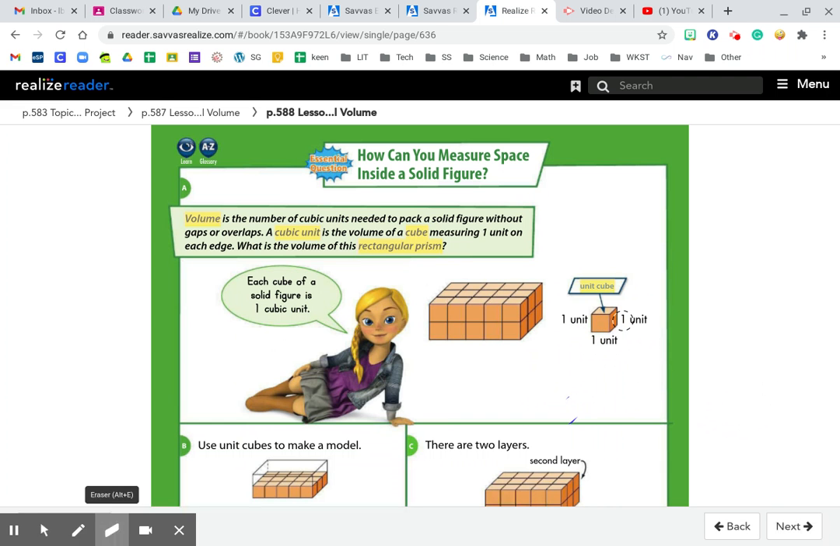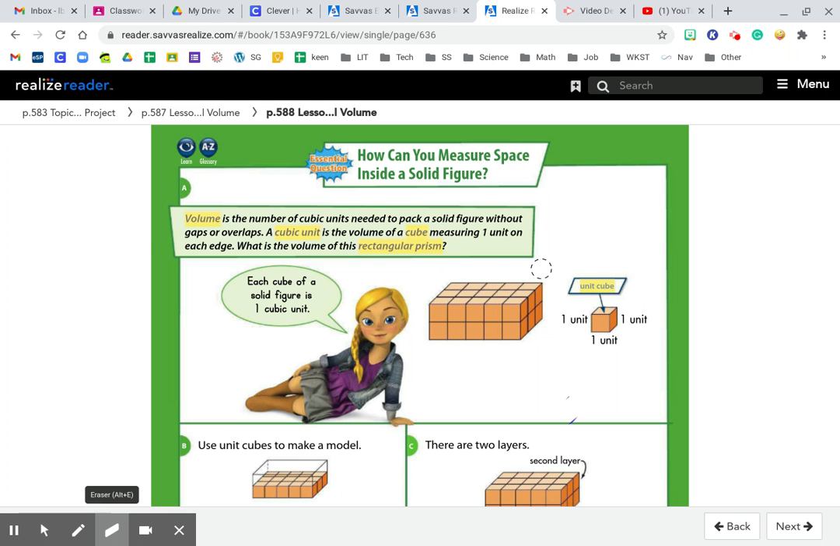So here's the difference between a unit cube and a cubic unit. Volume is the number of cubic units needed to pack a solid figure without gaps or overlaps. A cubic unit is the volume of a cube measuring 1 unit on each edge. What is the volume of this rectangular prism? This little guy here is called a unit cube. It's something you could pick up and move and touch with your hands. It's measured in cubic units.